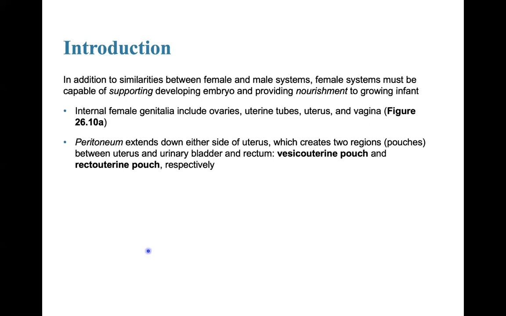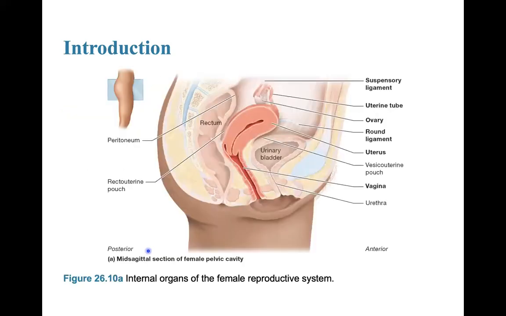The peritoneum extends downward on either side of the uterus, which creates two regions or pouches between the uterus and the urinary bladder and the rectum: the vesico-uterine pouch and the recto-uterine pouch, respectively. And here we can see those internal structures.